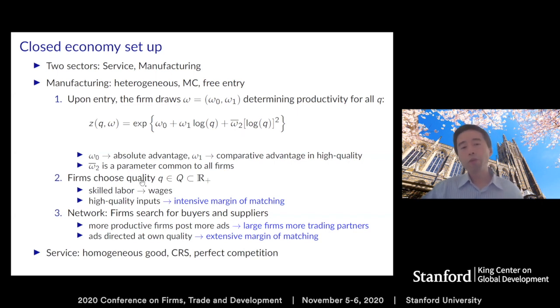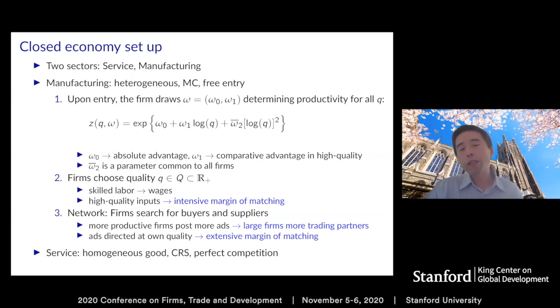Once the firm chooses their quality, they have to make the production decisions. In terms of inputs, they will have to choose both labor and intermediate inputs. For this talk, I'll be very abstract on the labor side. There's a separate block of the model, but we don't have the time to cover that. Just think of labor as having a perfect sorting of skilled workers into the high quality firms. That indicates that, in terms of the earnings of workers, the high quality firms will be paying higher wages.